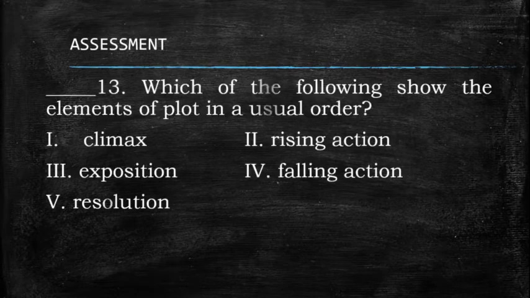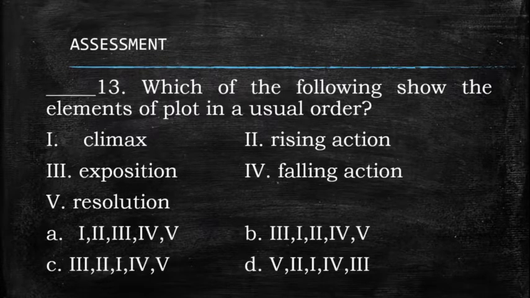13. Which of the following show the elements of plot in a usual order? 1. Climax, 2. Rising action, 3. Exposition, 4. Falling action, 5. Resolution. A, 1, 2, 3, 4, and 5. B, 3, 1, 2, 4, and 5. C, 3, 2, 1, 4, and 5. Or letter D, 5, 2, 1, 4, 3. So which of the following show the elements of plot in a usual order?